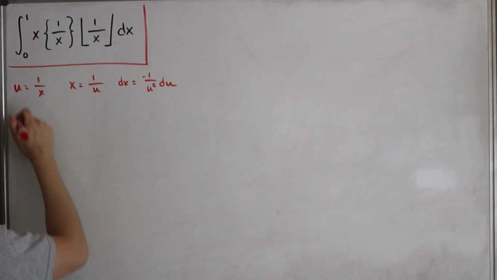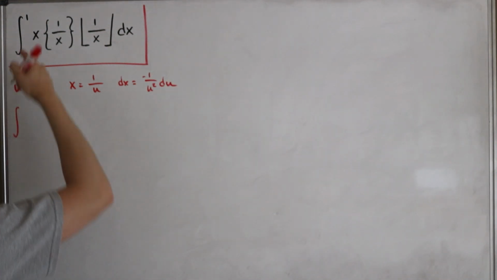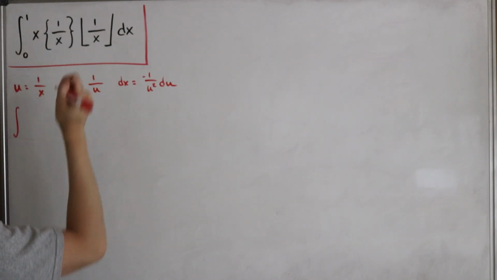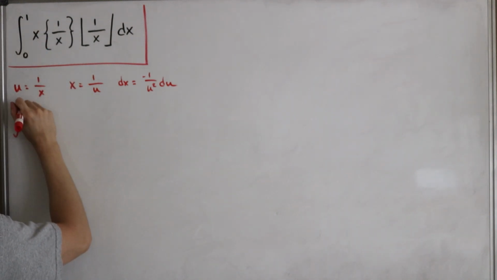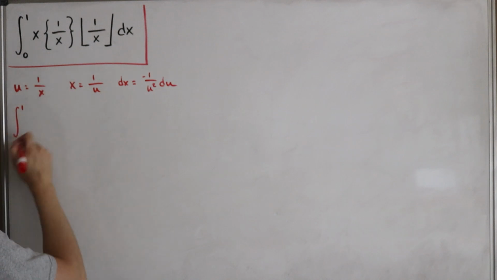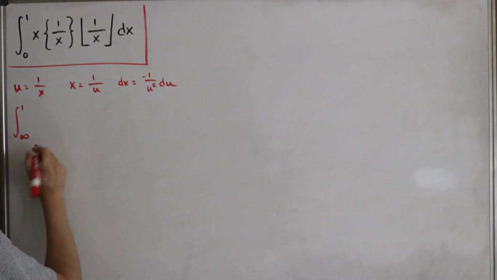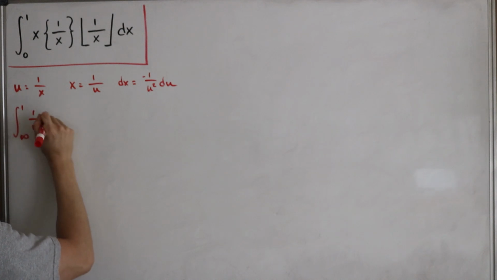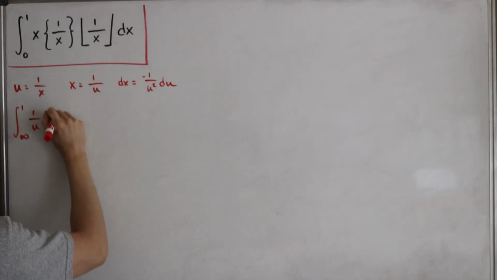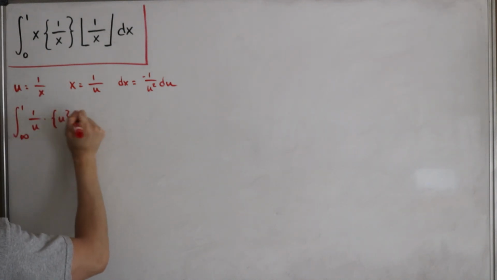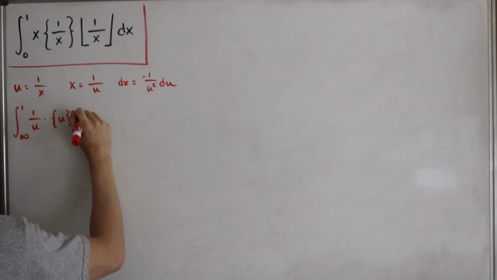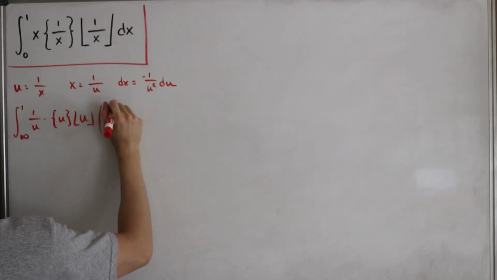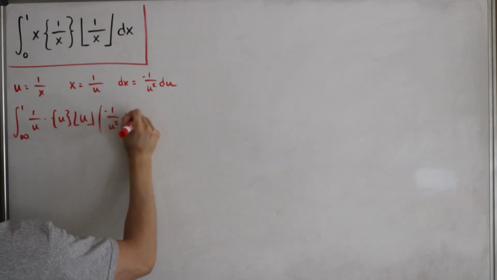Okay, so plug this back together, and don't forget we have to change our bounds from x to u. If I plug in 1, that's just going to be 1 on the bottom. Plug in 0, that's going to approach positive infinity. So we're left with x being 1 over u, multiplied by the fractional part of u, multiplied by the floor of u, and then multiplied by our dx substitution, negative 1 over u squared, du.